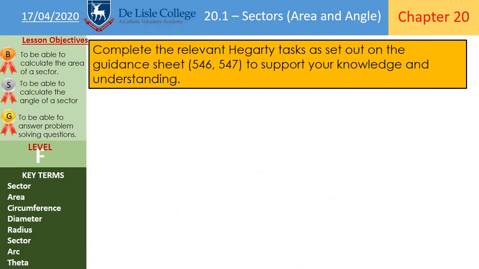And then what I would like you to do is complete the relevant Hegarty tasks as set out on the guidance sheet, but just for your information, here they are: 5, 4, 6 and 5, 4, 7 to support your knowledge and understanding.